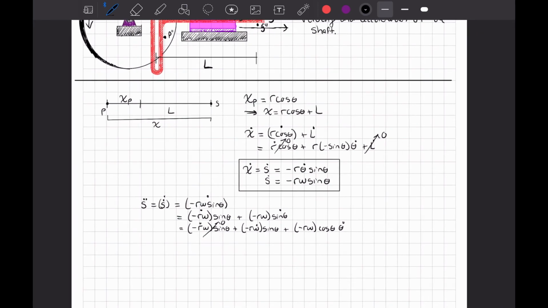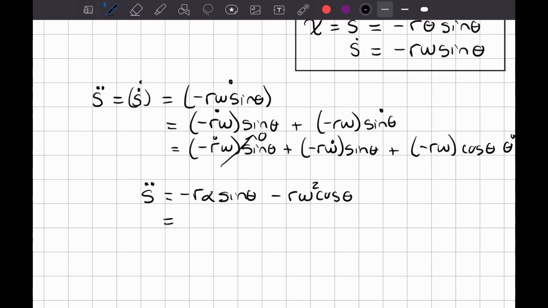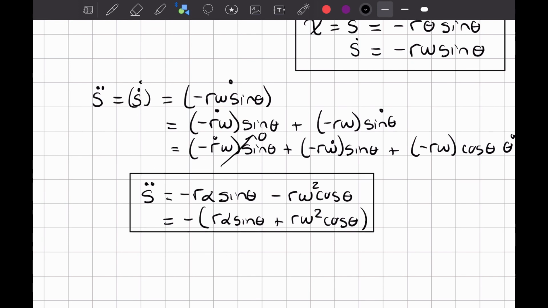If we plug in omega dot is equal to alpha, which is the angular acceleration, we will just have that S double dot is going to be equal to minus R alpha sine theta minus R omega cosine theta. Theta dot is omega, so we'll just have omega squared. And then if you just really wanted to simplify, you could pull a negative out, in case you don't like seeing the negatives there. And that's all we got for this problem.